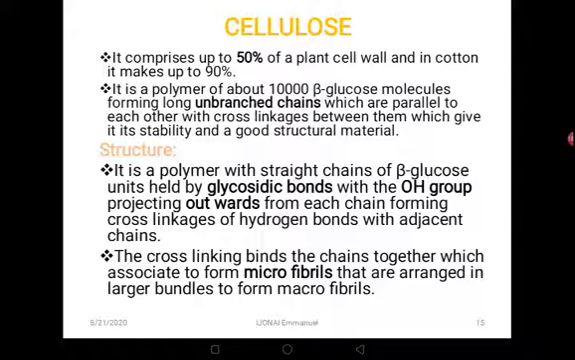It is a polymer of about 10,000 beta glucose molecules, forming long and branched chains, which are parallel to each other with cross linkages between them, which gives it stability and good structural material.